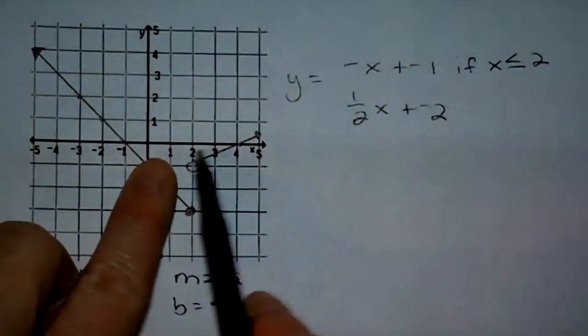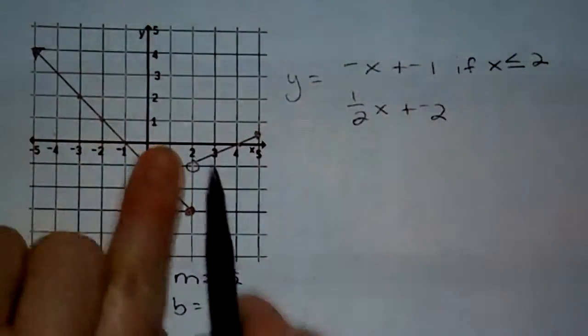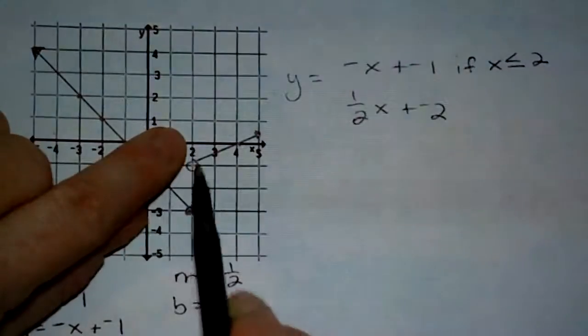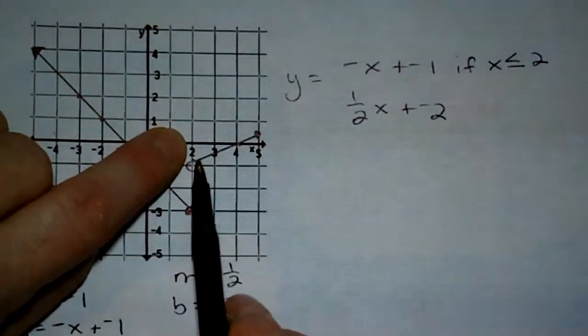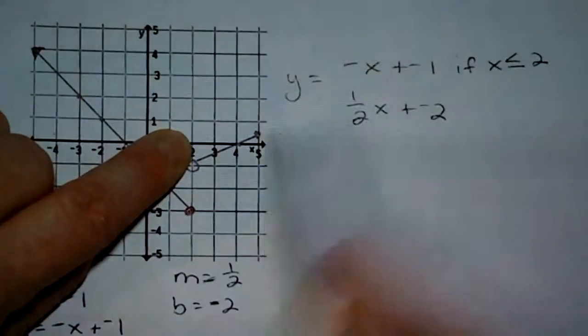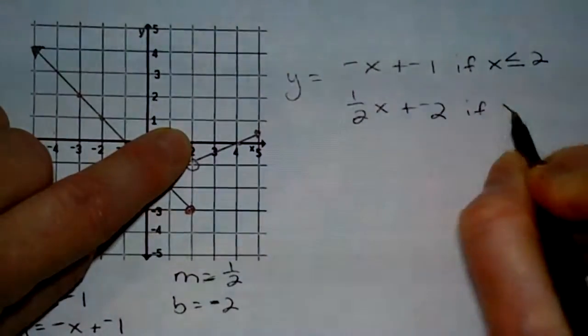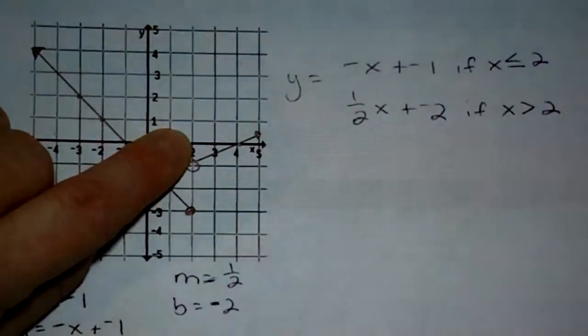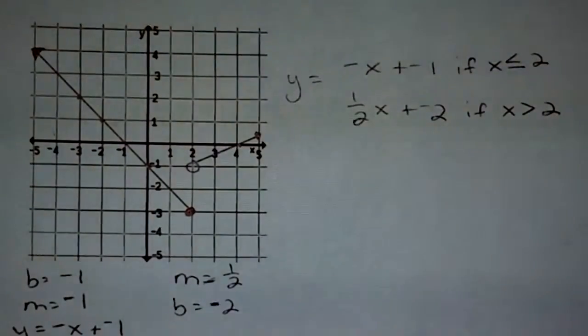When I have 1/2 x plus -2, it looks like there's an open circle on the 2. So x can't be 2, but it can be all the values that are greater than 2. So for this one, I would say if x is greater than 2. And we're done with that one.